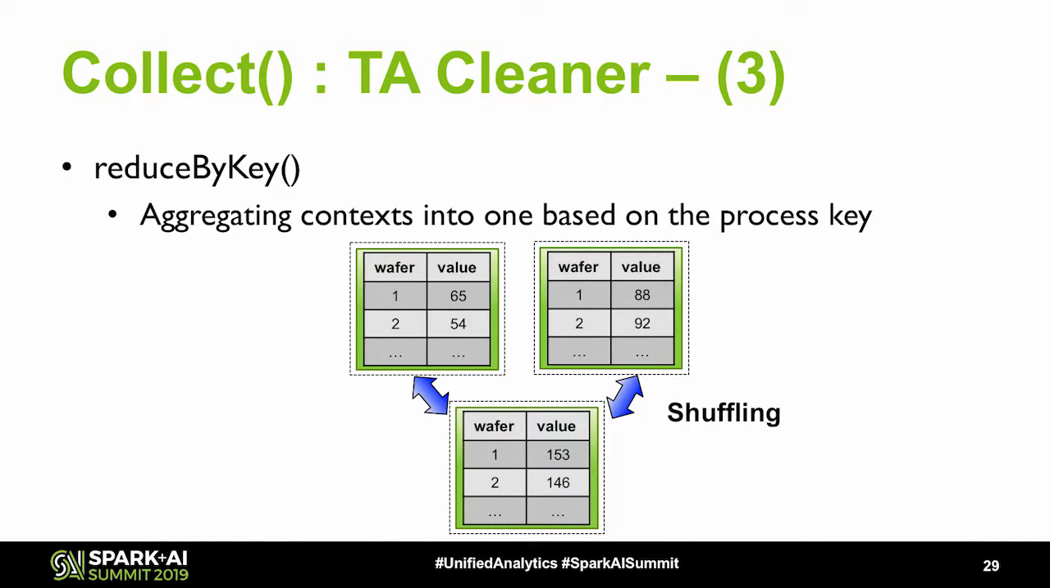So we use the reduce by key to aggregate the values into one. For example, wafer 1 has a length of 65, and the same wafer has 88, which are stored on different nodes. It means that the wafer has the same process step, but a different recipe step number. Since we set a process step as a key previously, we can obtain the total wafer length for the process step by summing up each wafer length computed based on the recipe step.